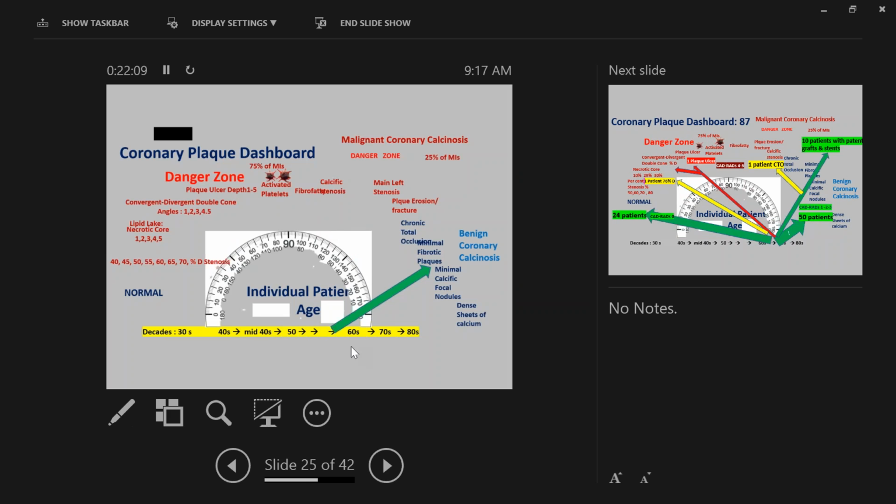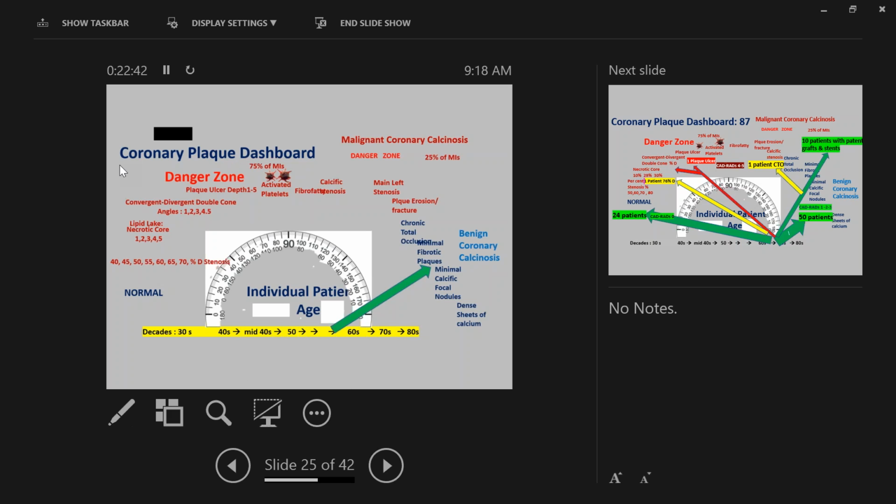So then when you reduce that to an individual, this is where we'd like an individual to be. Minimal calcific fibrotic nodules. And that's all we want to see. Minimal fibrotic plaques, minimal calcific nodular plaques. Even dense sheets of calcium are very, very protective of the circulation. And then this is where we don't want people to be in terms of having a severe stenosis, and we certainly don't want them to be back in here.